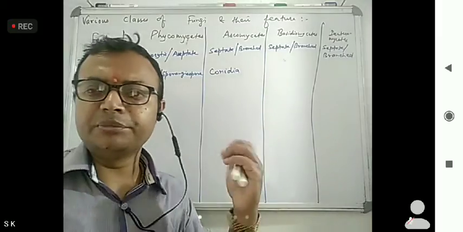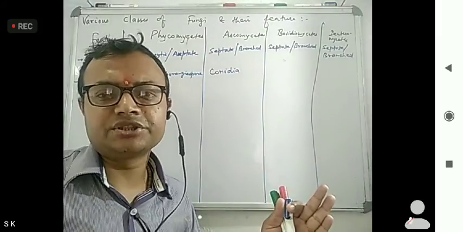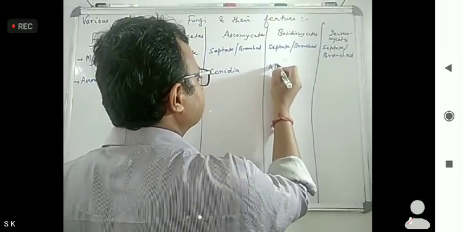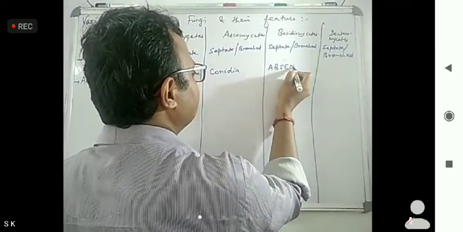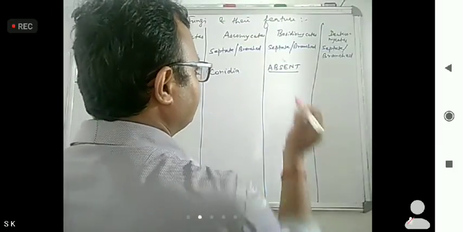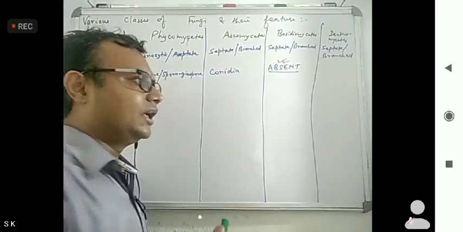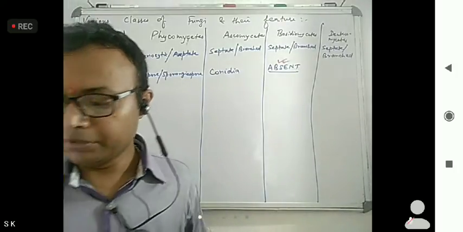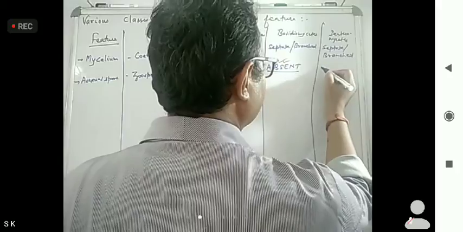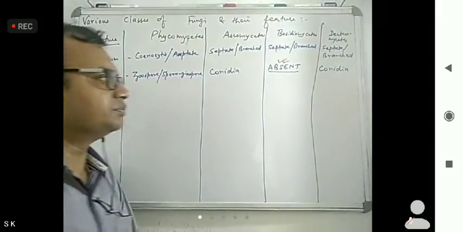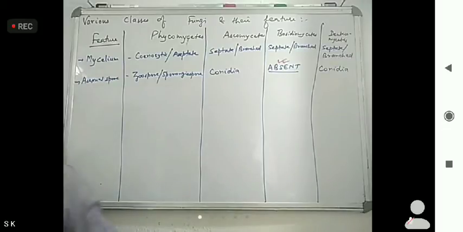If we come to Basidiomycetes, what we see generally is that the asexual spore is absent. And this is very, very important: the one in which the asexual mode of reproduction is absent is Basidiomycetes. If we come to Deuteromycetes, here conidia is present as the asexual spore.